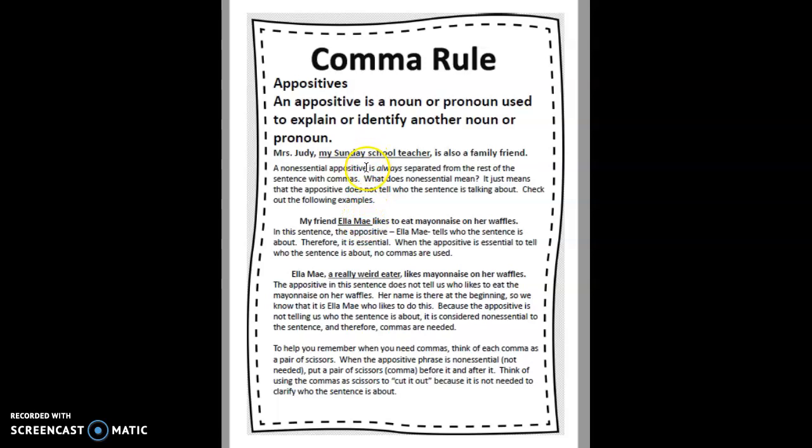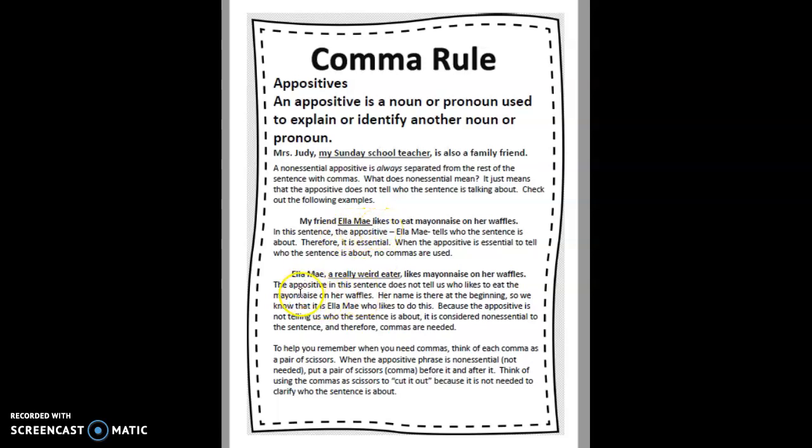So, kind of like that rule we had before with the scissors and the commas, when it's non-essential, you can cut it out. So you think about the commas as being the scissors. But when it's essential, you have to leave it in. So don't cut it out. So you want to make sure you don't put the commas.